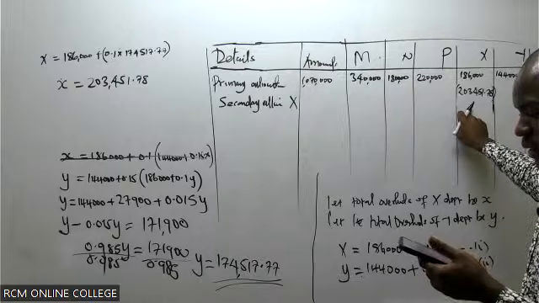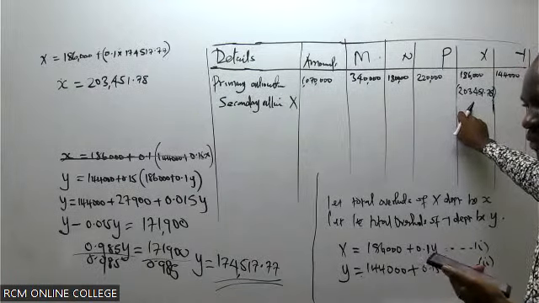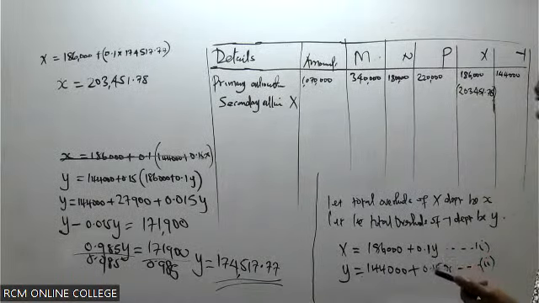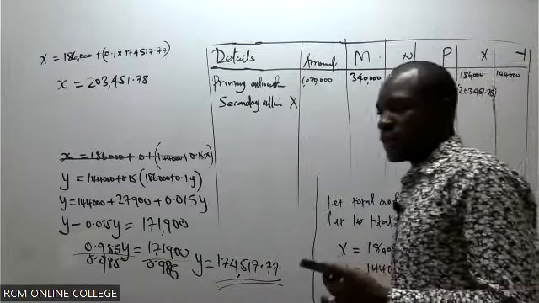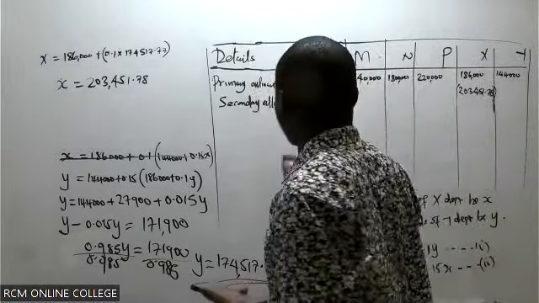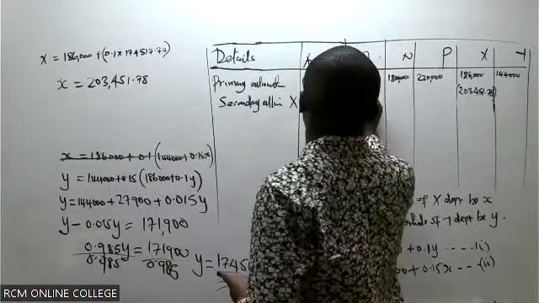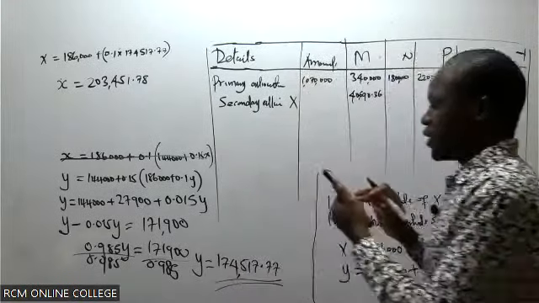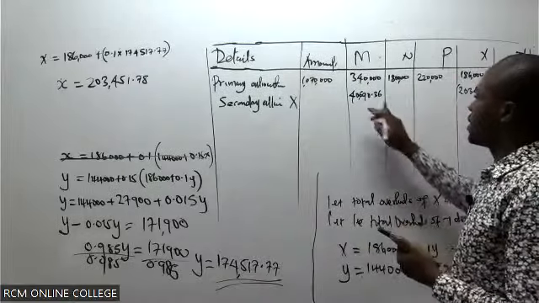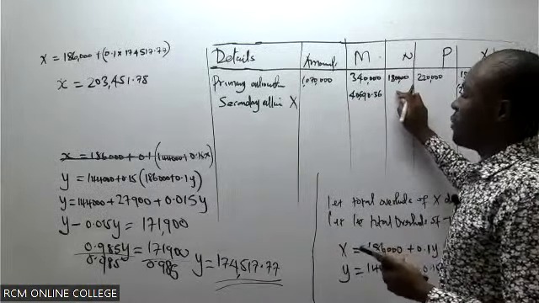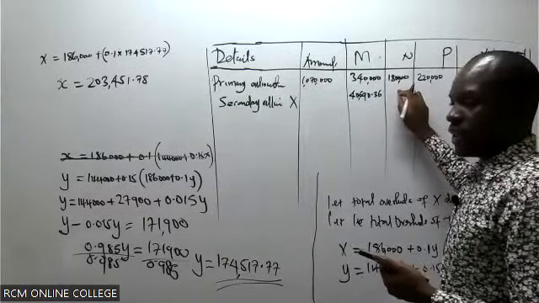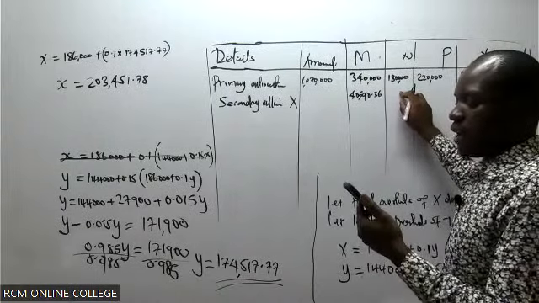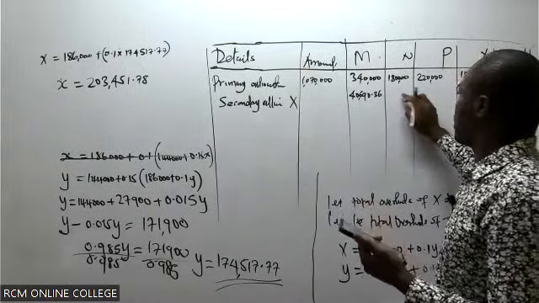What do we get for 20% of this? 40,690.36. About 30% of that, what do you get here? Remember, X is giving N 30%. So what is 30% of this?